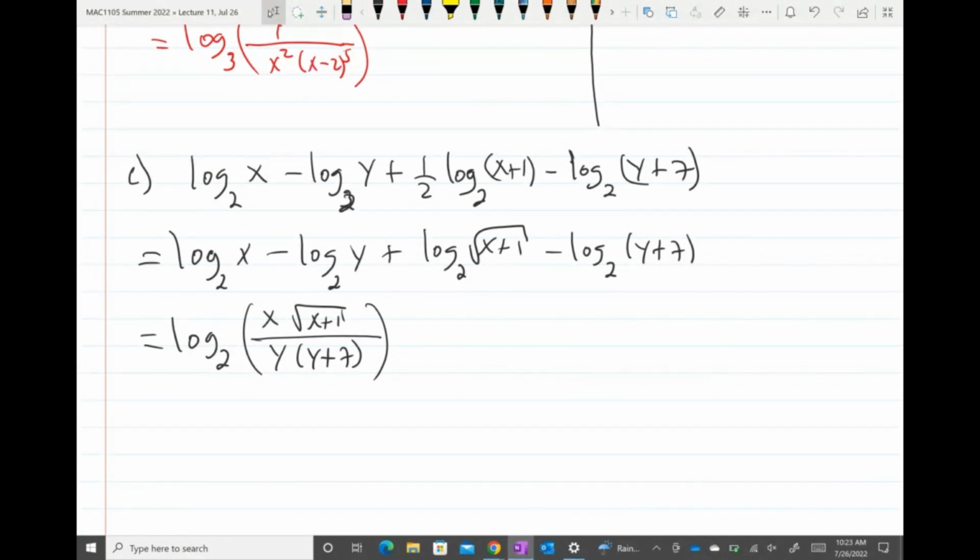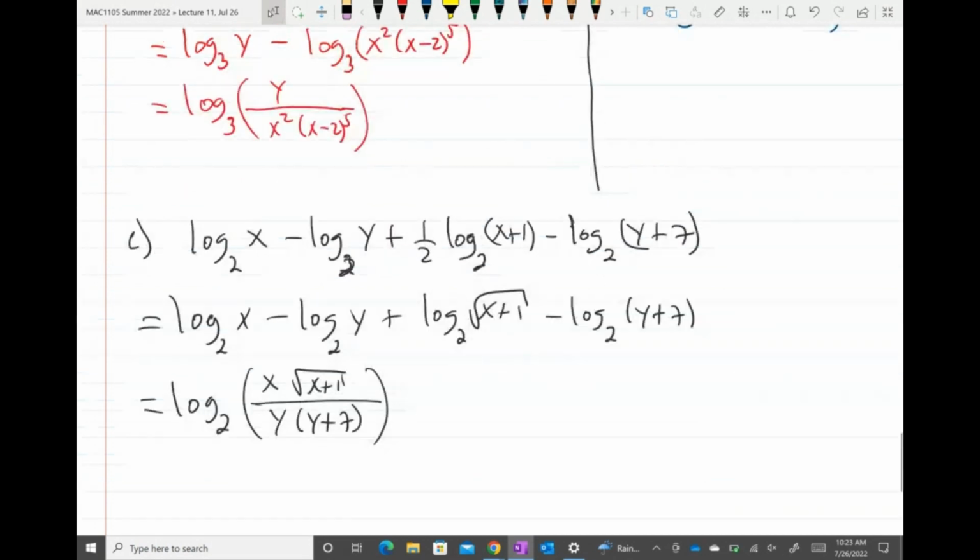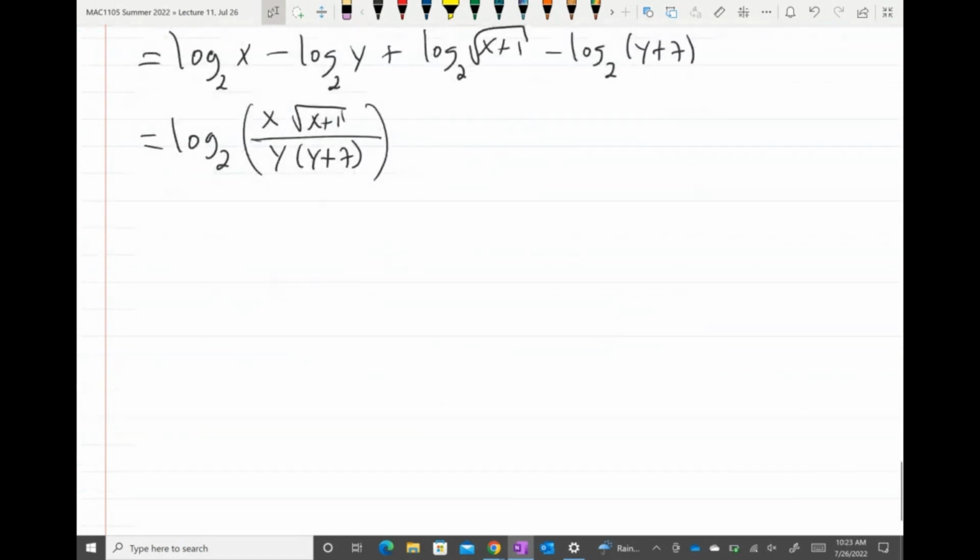In condensing to a single logarithm, there is really nothing more to this, because you have numbers, you bring them inside, and then you just have some more difference of logs, and then you know exactly what to do.